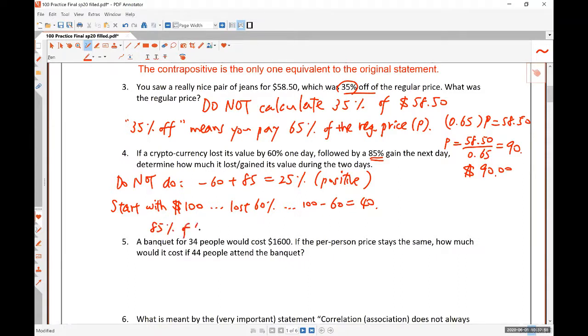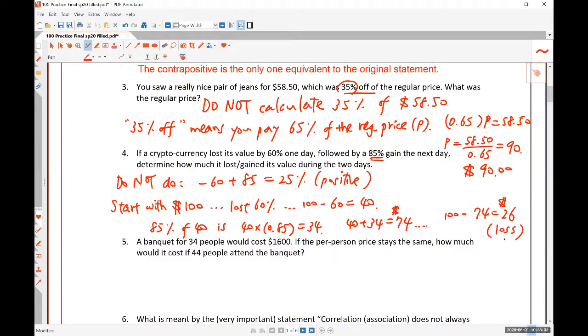85% of $40 is, of course, you do multiplication by 0.85, okay? And that's 34. So you gain $34. So 40 plus 34 is 74, okay? So this is the number of dollars that the cryptocurrency is worth after the second day. So compared to $100, you lost $26.